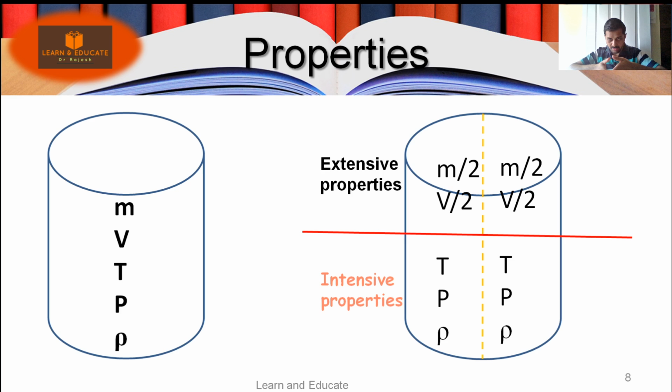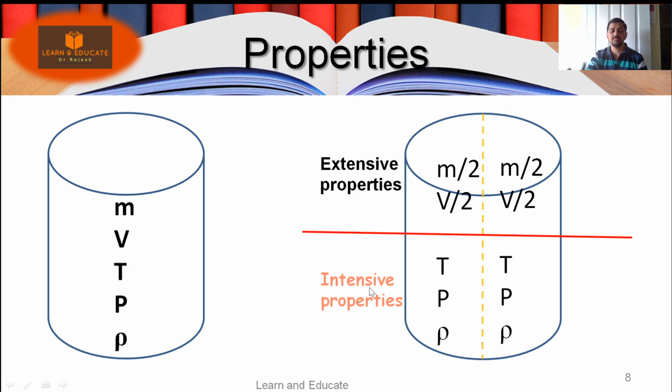Mass as well as volume of the fluid or the substance contained inside the container will be exactly split into two. But what will happen to temperature, pressure and density? It will be the same. There won't be any difference, right? So the properties which were dependent on mass were mass and volume. When the property changes by introducing an imaginary partition, they are called extensive properties. The other properties which remain the same are called intensive properties.